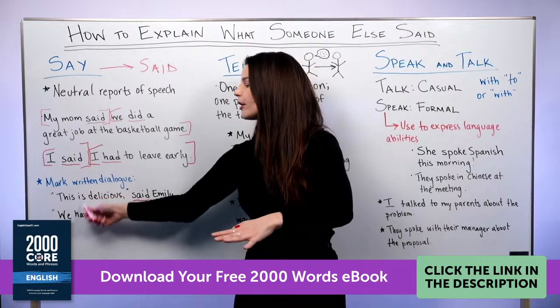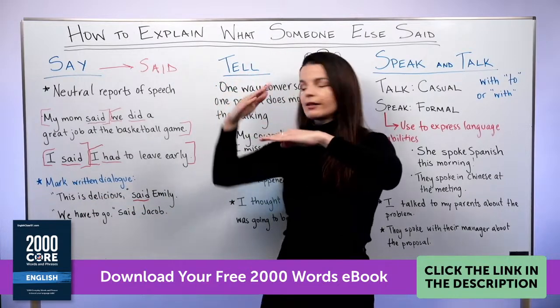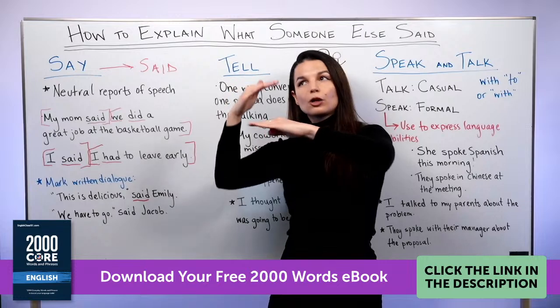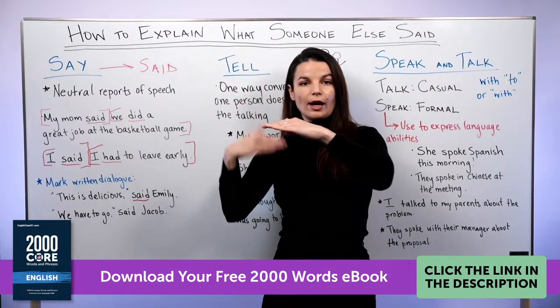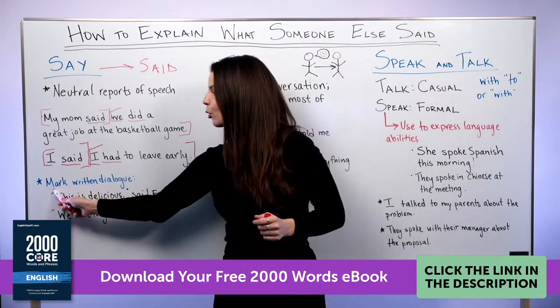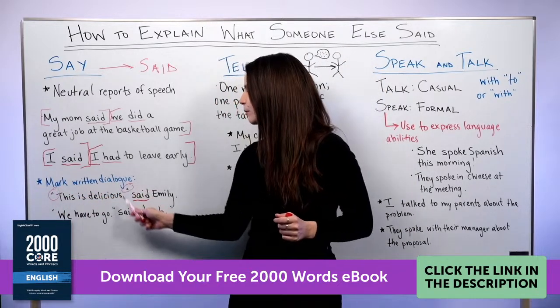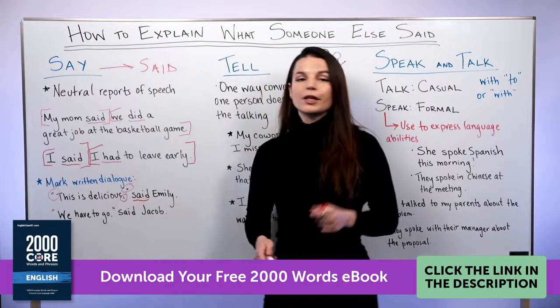So this is part of the story, yeah? "This is delicious," said Emily. "I agree," said Jacob. So we're using this kind of sentence pattern to show a dialogue between characters. You know this because of these quotation marks, yeah? Quotation marks, and in American English, we use a comma inside those quotation marks too.